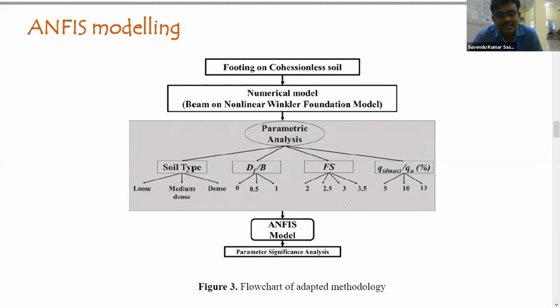In such a way, in total 108 data sets were generated, which are analyzed using ANFIS. Then, after developing the ANFIS model, a parameter significance analysis was also performed to determine the most influencing parameters.